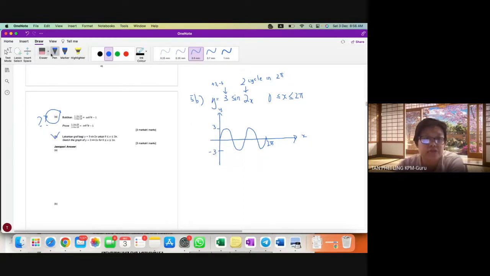Only 3 marks. So where are the 3 marks given to? 1 mark will be the shape, and then the magnitude 1 mark, and then 2 cycles 1 mark. Okay, that's it. 3 marks. Very easy.